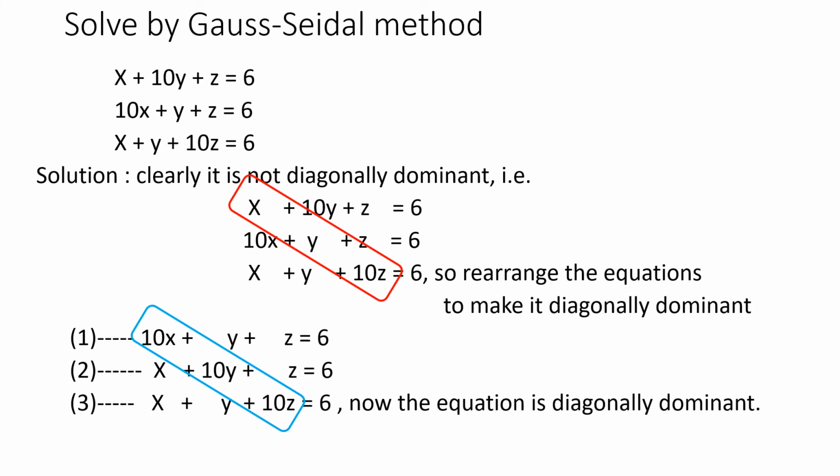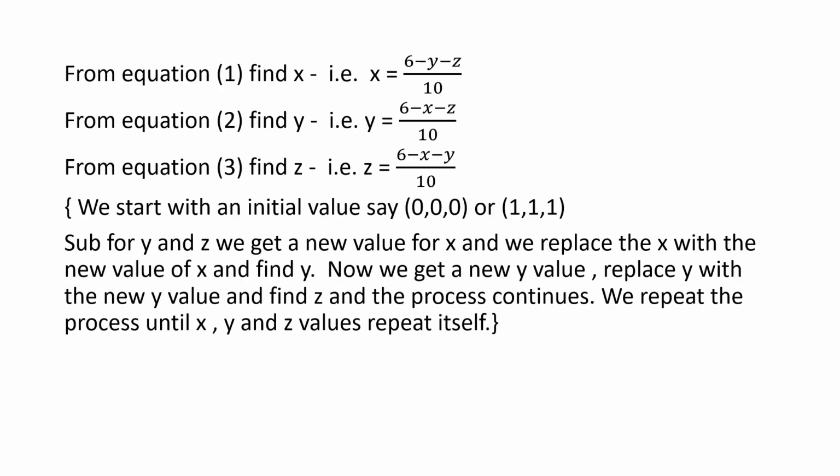Now after converting to diagonally dominant, from the first equation find out x, and from the second equation find out y, and from the third equation find out z. From the first equation, you will get x is equal to (6 minus y minus z) by 10. And from the second equation, you will get y is equal to (6 minus x minus z) by 10. And from the third equation, you will get z is equal to (6 minus x minus y) by 10.